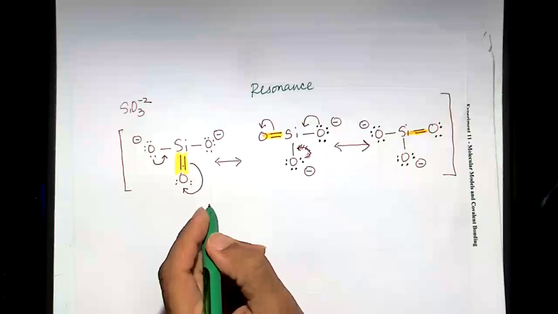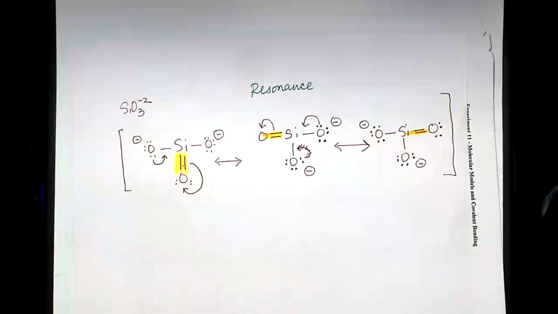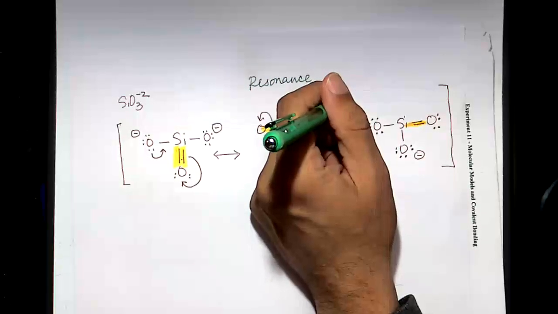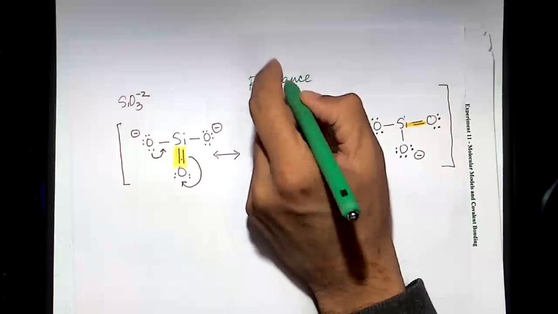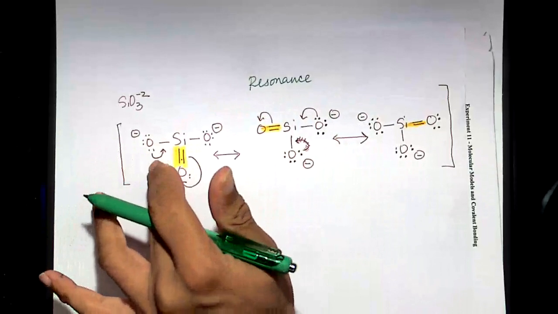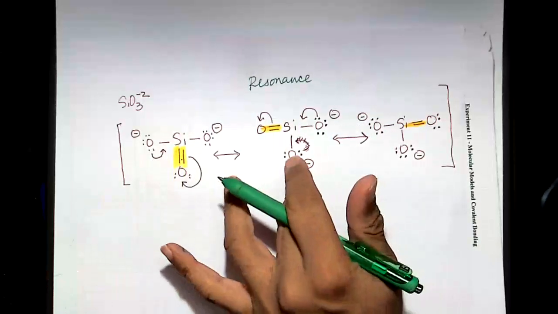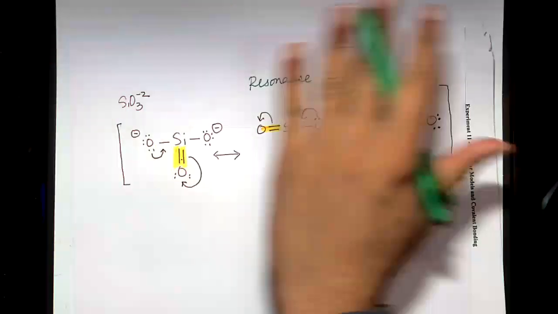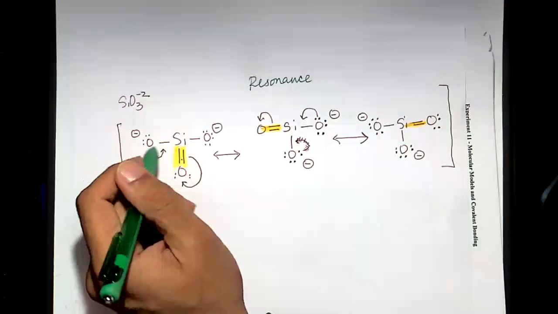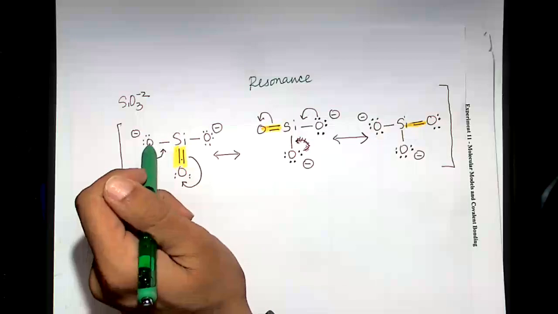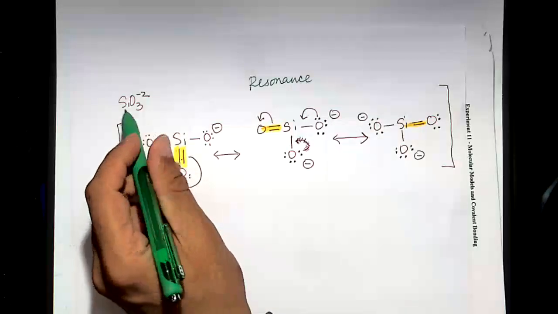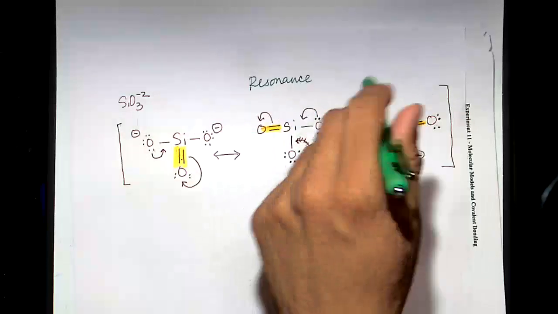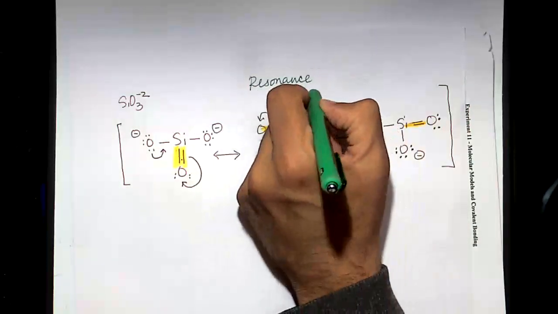We'll talk about resonance in the Thursday lecture. But resonance is basically more than one representation of the structure. So it's not this one structure, it's not this one structure, it's all 3. And this double bond is delocalized. It's shared across these 3 oxygens. Think of a bee buzzing around. Buzz, buzz, buzz. That double bond is buzzing around. It's delocalized.